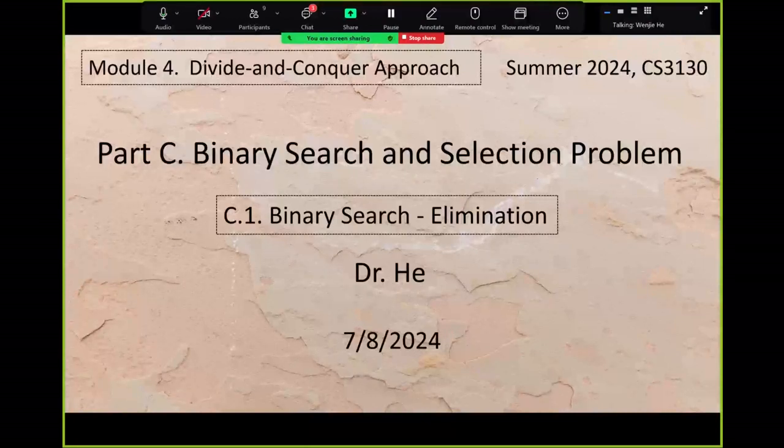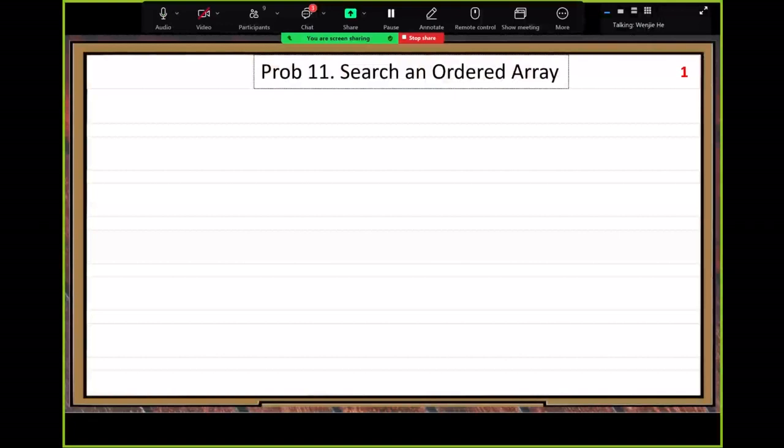All right, C.1, binary search elimination. So we want to use our elimination method to understand the binary search, why we can find the element to be searched for so fast. So we apply the basic elimination method here. All right, so let's look at the question first.